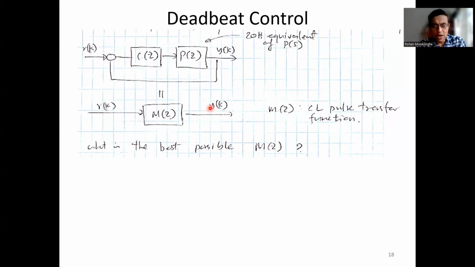I constrain the plant that way, that behavior. So that is the ideal response I should get from a discrete control system. So can somebody tell me then what is the best possible MEZ? This one. What should be MEZ if it behaves as I expected, as I explained right now?